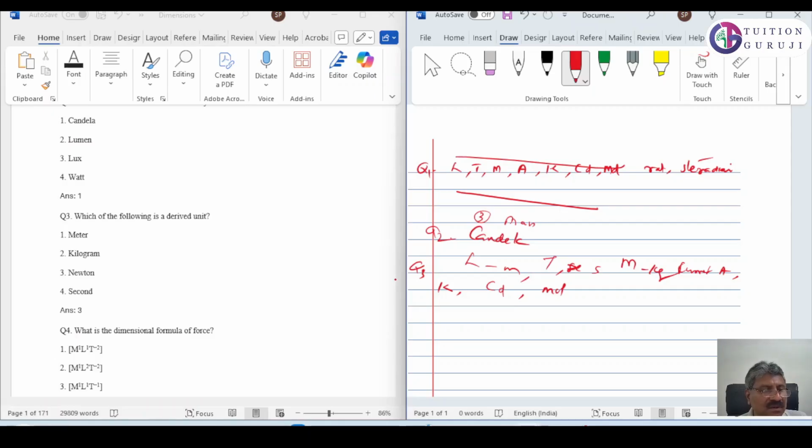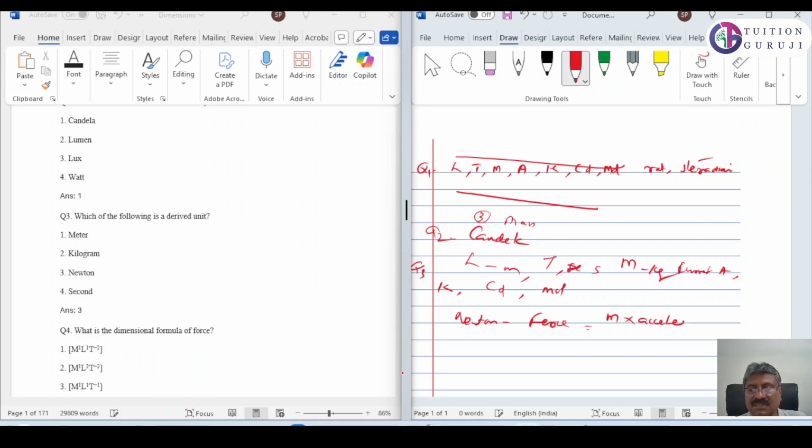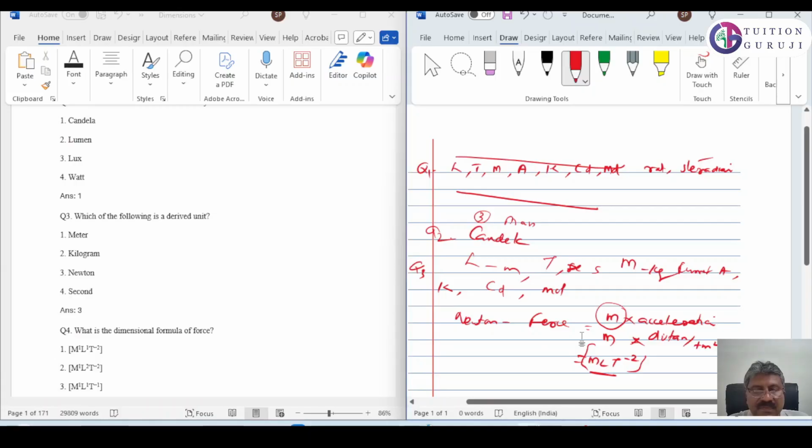Now here the correct answer is the derived unit. Meter is a basic unit. Kilogram is a basic unit. Second is a basic unit. Then the answer is Newton, which is a derived unit. What is Newton? Newton is the unit for force. Force is equal to mass into acceleration. Only one fundamental quantity is there, that is mass. Acceleration is distance by time square. That means M L T raised to minus 2. This is the dimension, so this is a derived quantity.